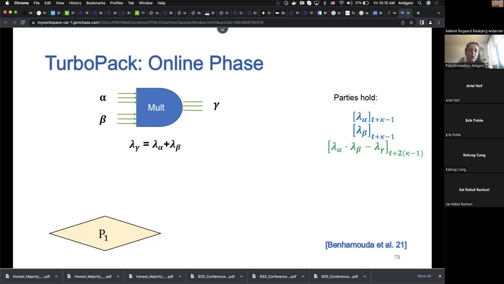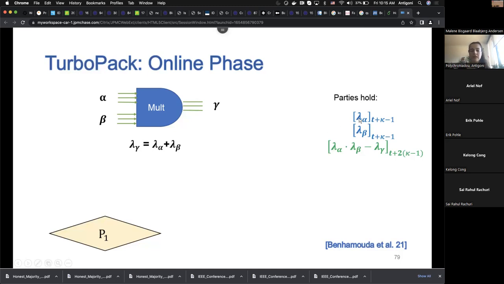Let me tell you what is this information that P1 is receiving to allow us to do that. We are using the following setting. Let's say we have a multiplication gate with wires alpha, beta, and gamma. We assign a random value to every wire. For the wire alpha, we assign the random value lambda alpha, for beta, lambda beta, and for gamma, lambda gamma. And we have the relation that lambda gamma is equal to the summation of the other lambdas.